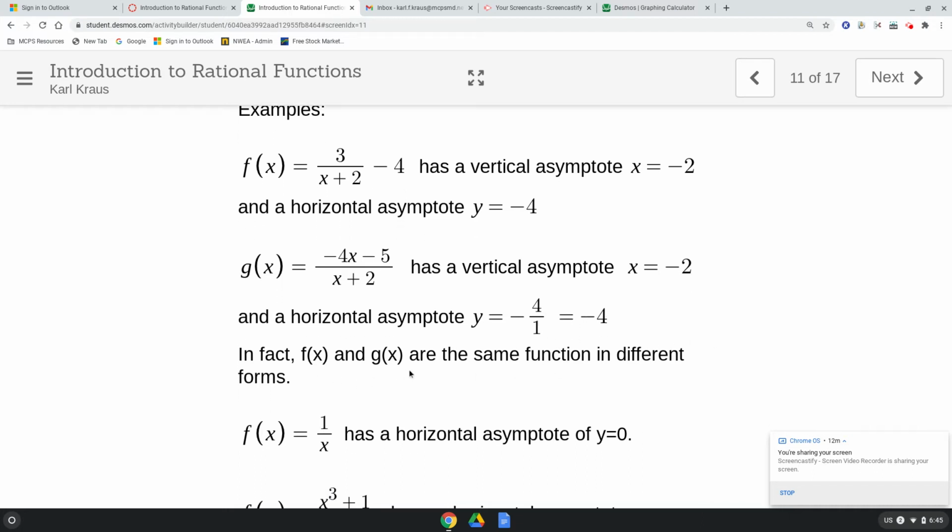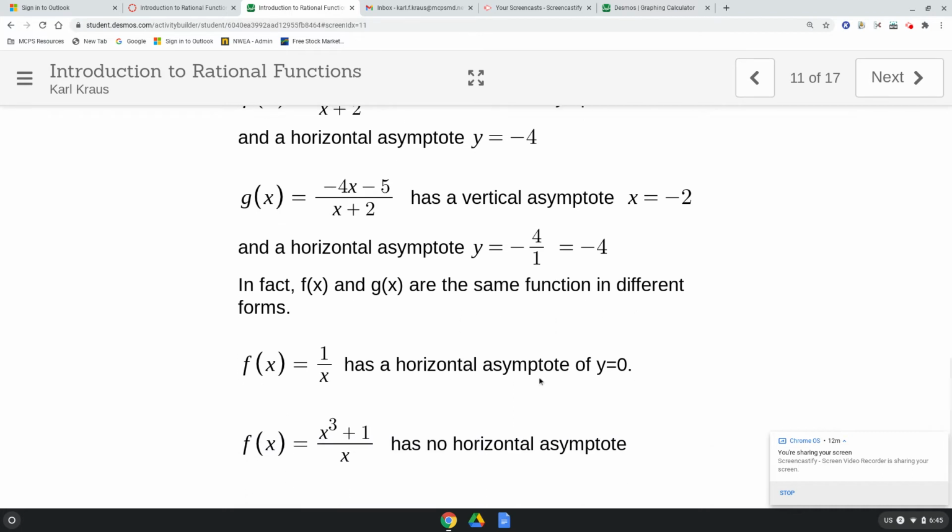In fact, f of x and g of x are the same function written in different forms there. For f of x equal 1 over x, there is a horizontal asymptote y equals 0 because 1 has degree 0 and x has degree 1. And then this has degree 3 here, the numerator, and this is degree 1, so no horizontal asymptote.